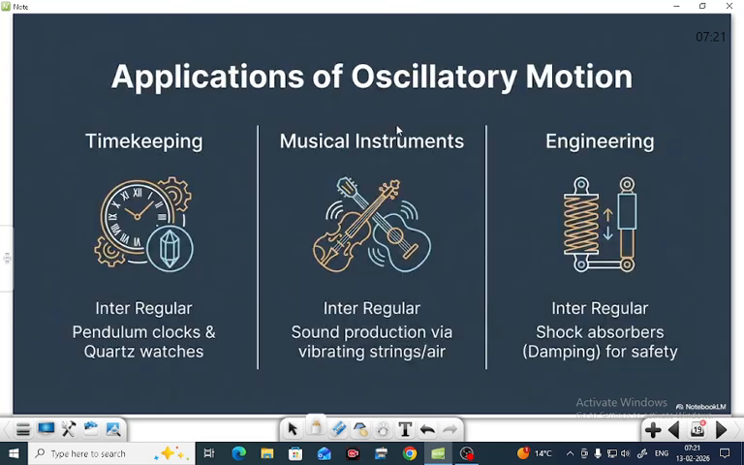And applications of oscillatory motions: timekeeping, including pendulum clocks and quartz watches; musical instruments, including sound production via vibrating strings or air; engineering, including shock absorbers for safety.